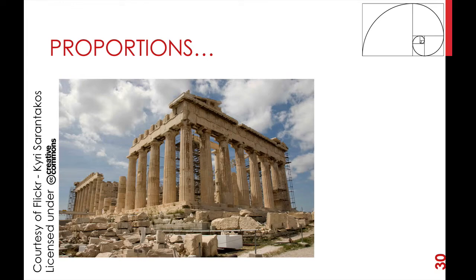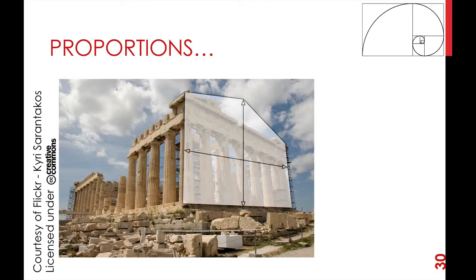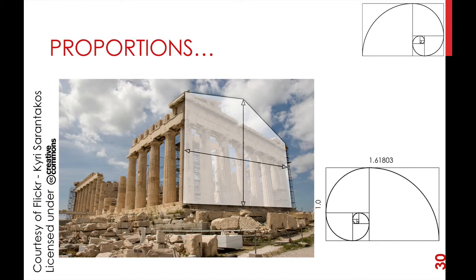So when they were constructing the Parthenon, they used the golden ratio on lots and lots of aspects of the Parthenon. But one of the easiest ones to demonstrate is the end elevation. The end view of the Parthenon is based on the golden ratio. And if you were to look at its height to width ratio, taking on board the height to the crown of the apex to the top of the triangle there, it's roughly 1 to 1.61803.